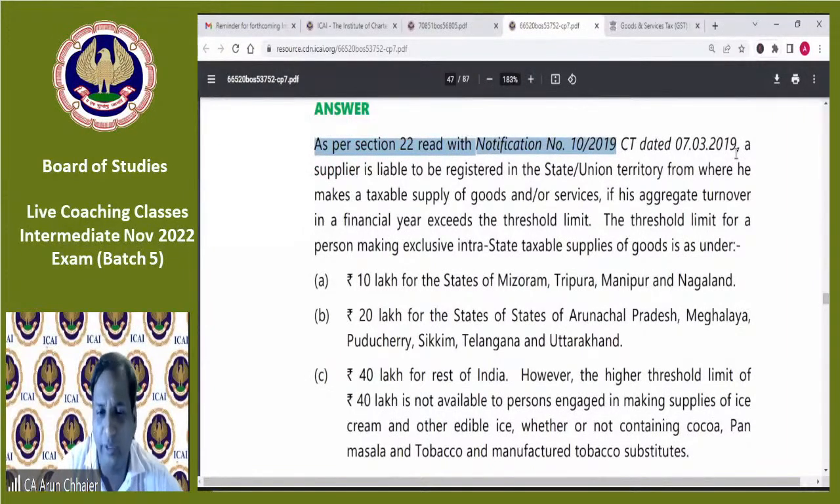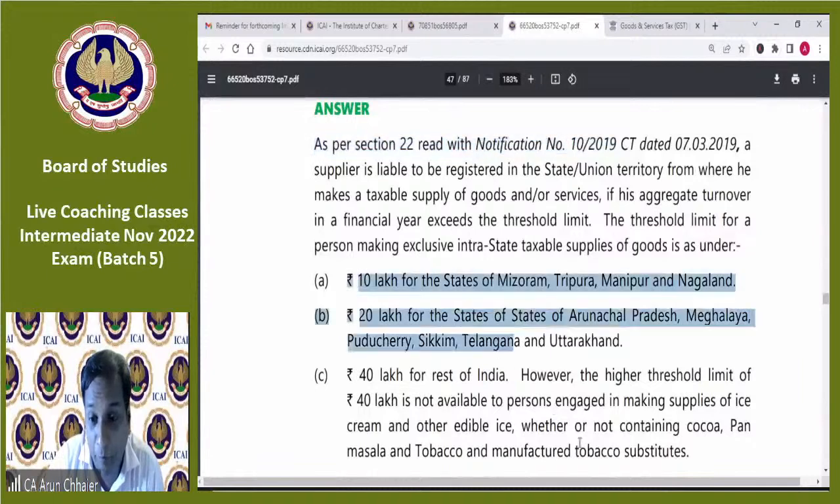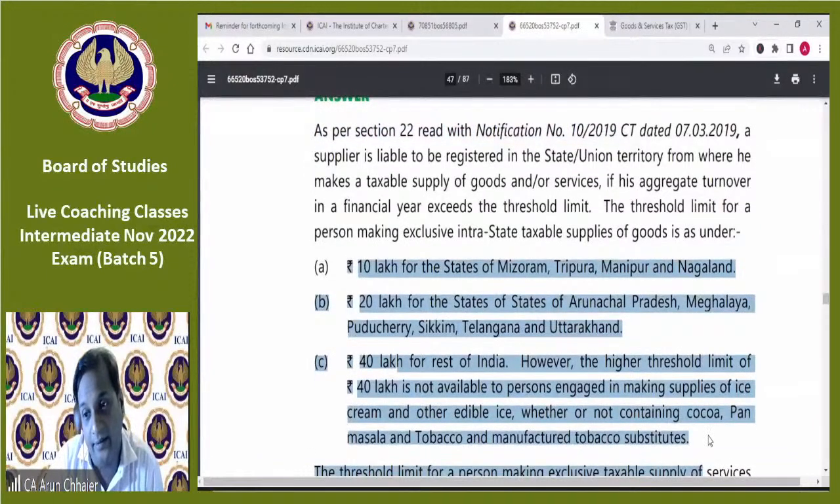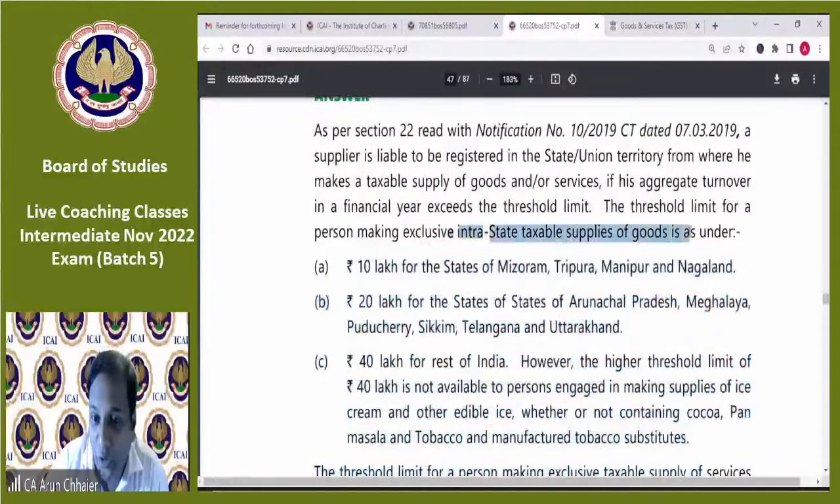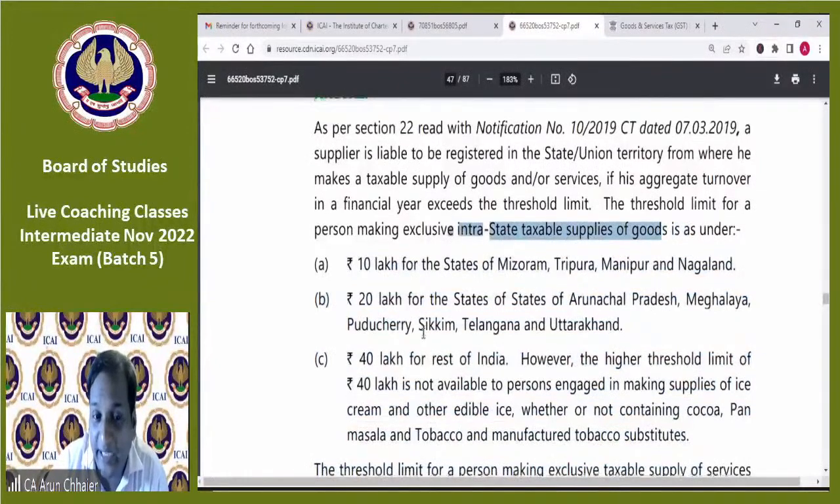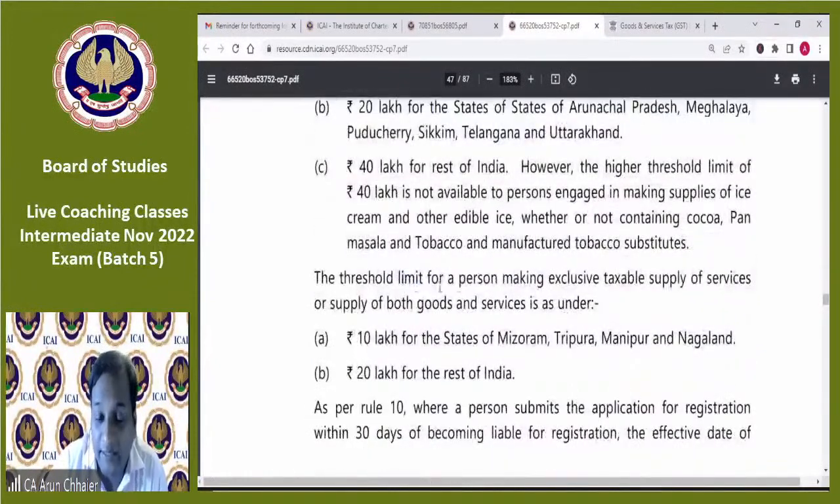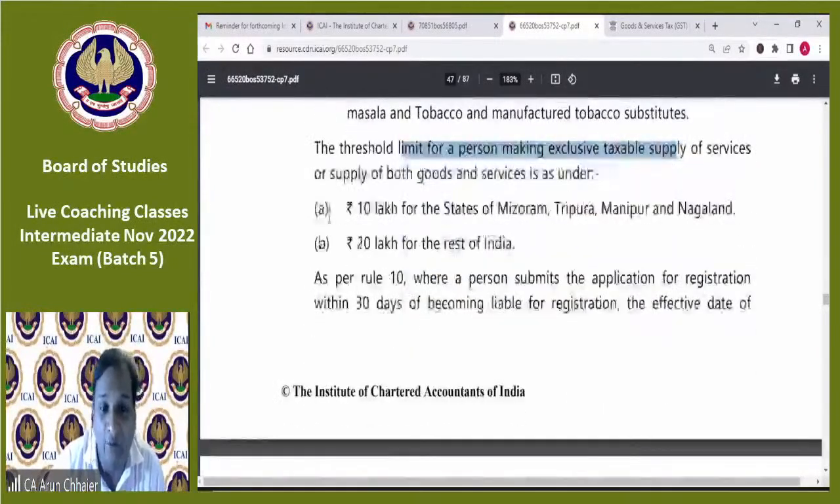If not remember notification, no problem, but remember the provision correctly. If you do not remember the provision correctly, then there is no use of the section. So if you are making the intrastate supplies of the goods, then what is the threshold limit? 10, 20, 40. The threshold limit for making the taxable supply, the service or goods plus services. What is the threshold limit?